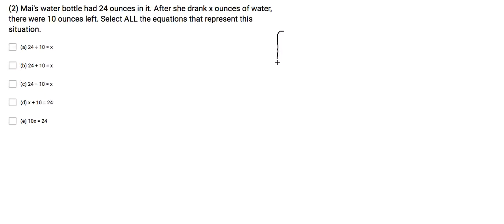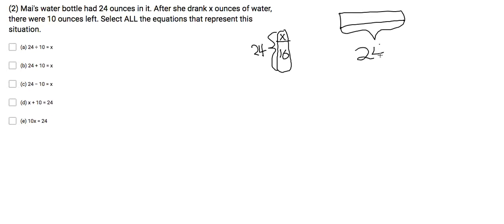We could look at it like we had a water bottle here that the total here is 24 ounces. Then Maya drank this much, which we're going to say is X because we don't know how much she drank. And what was left over afterwards was 10 ounces left. So we could also look at it horizontally here, just like a tape diagram, where the total is 24, and they drank X ounces, and then there were 10 ounces left.